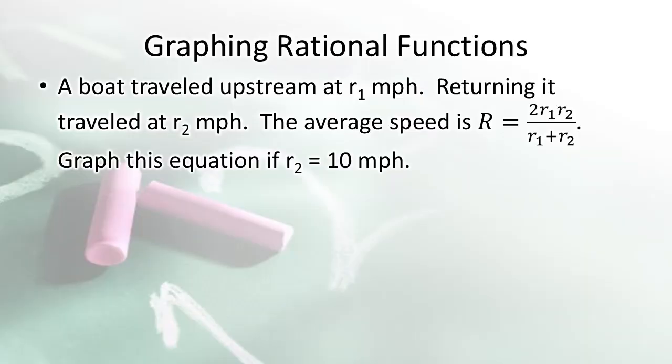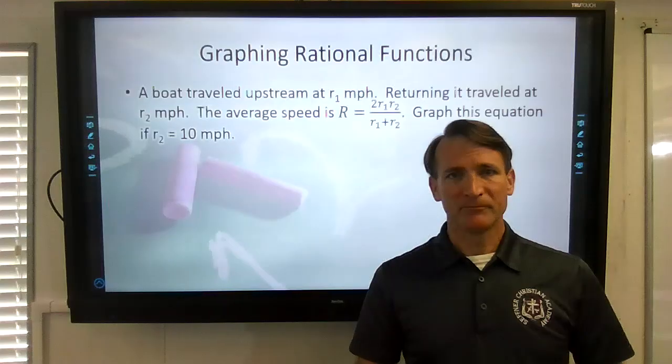We're going to now go to using this in a real-life situation. Let's take a look at this example here. We've got a boat that travels upstream at R1 miles per hour. So we don't know the exact rate at which they are traveling, but we're just calling it R1. Returning, it traveled at a rate of R2 miles per hour. If the average speed is R equals 2R1R2 over R1 plus R2, graph this equation if R2 is equal to 10 miles per hour.